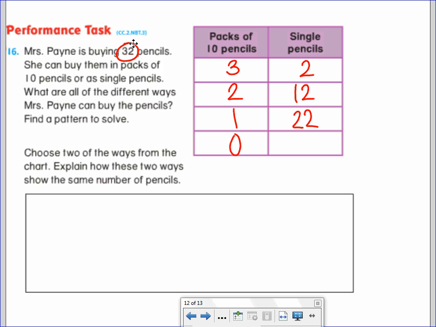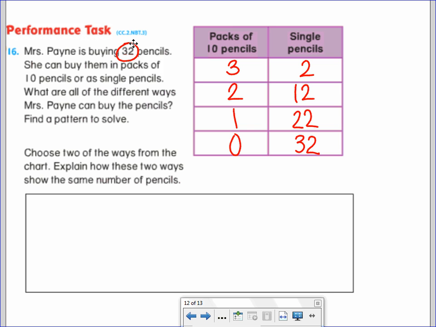And how many does she need if she's buying all singles, no 10s? Vanessa? 32, right? Okay, look at the pattern. 3, 2, 1, 0. Look at the 10s. There's nothing here. 1, 2, 3. And look at the ones place, all the same. Draw 2 of the ways from the chart. Explain how these 2 ways show the same number.